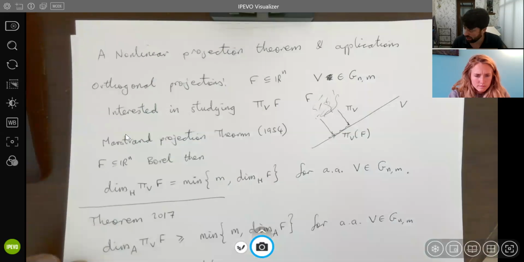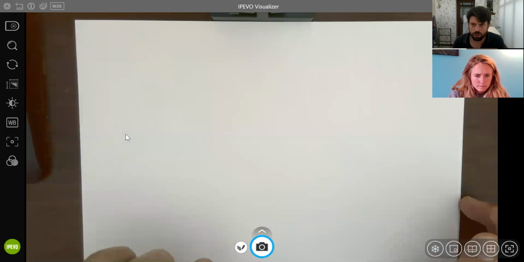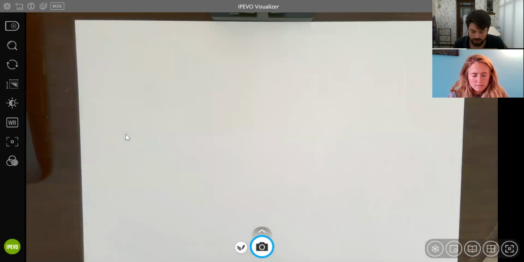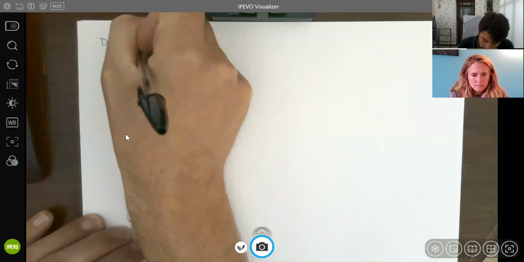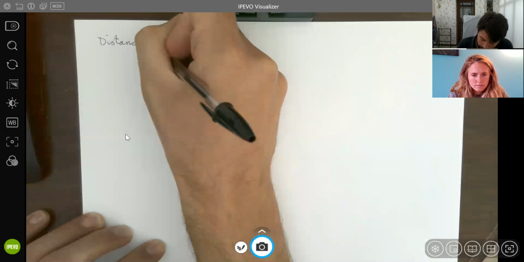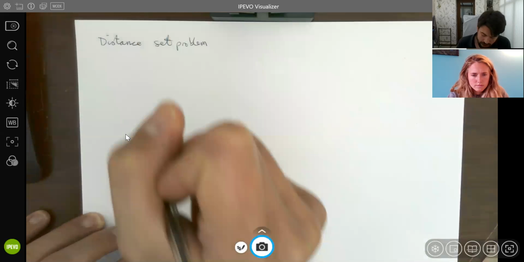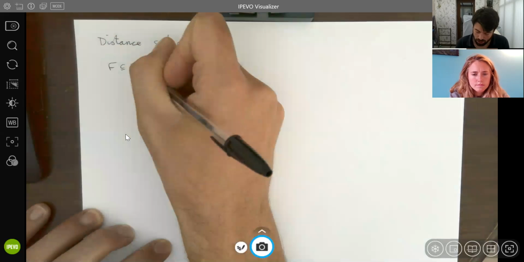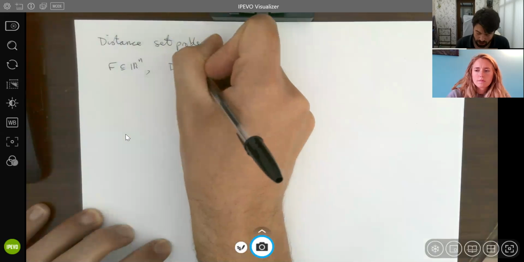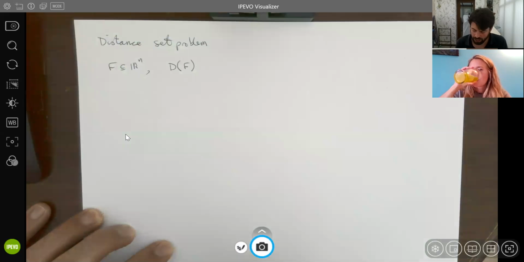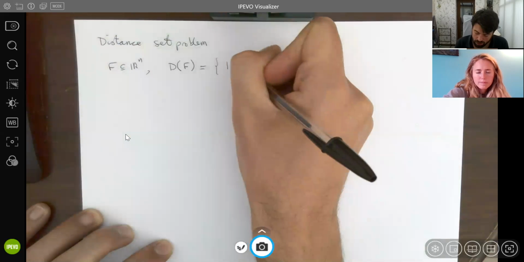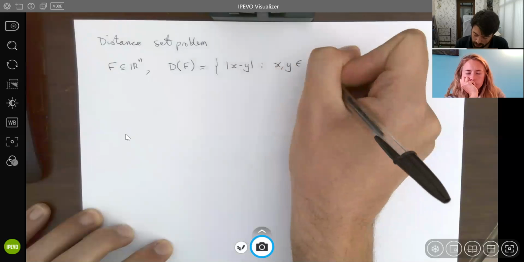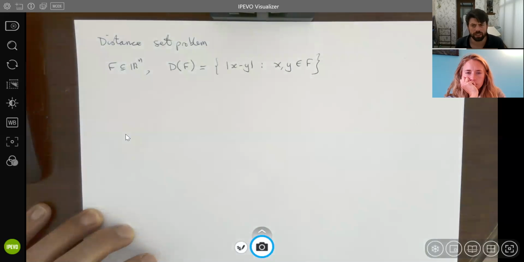Okay, so let me briefly deviate from the world of projections to talk about the problem that I want to eventually get round to by the end of this talk, and that's the distance set problem. I'm probably going a bit slower than I hoped, so I'm going to just whistle through this. So the distance set problem is, again, you take some set F in R^n, and to it you associate what's called the distance set, and I'm going to denote that by capital D of F. And this is simply the set of all distances formed by pairs of points in the set F, just written in a compact form like this.